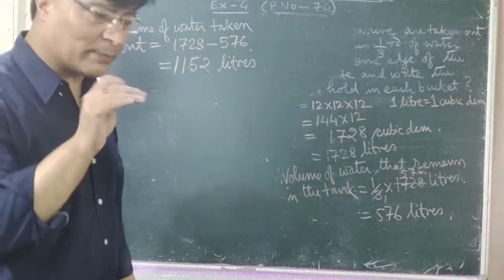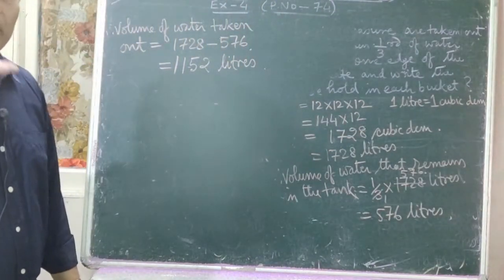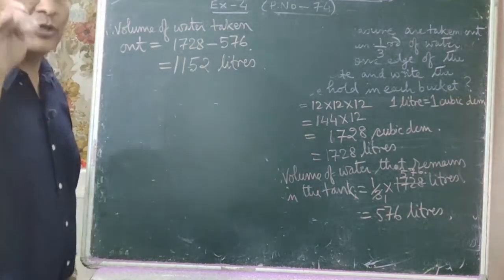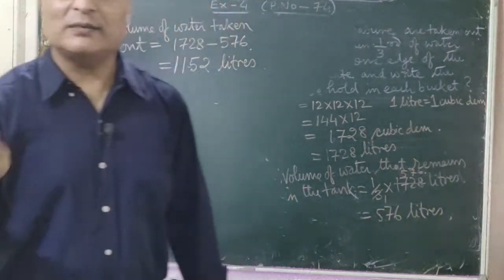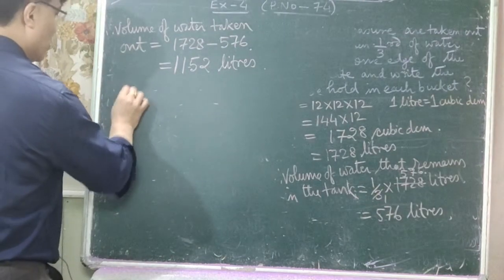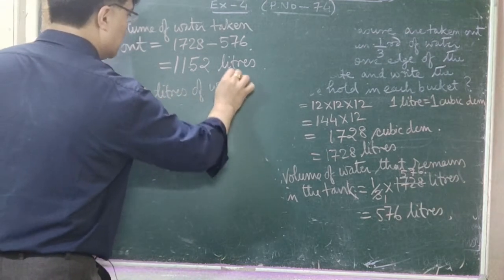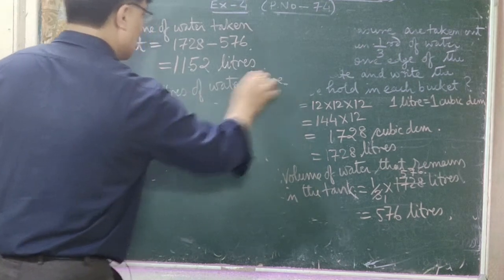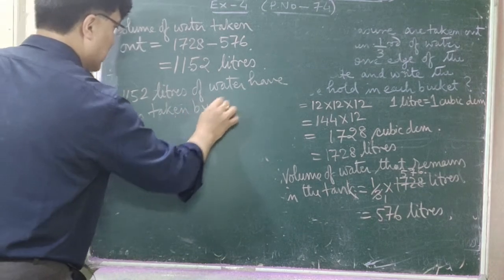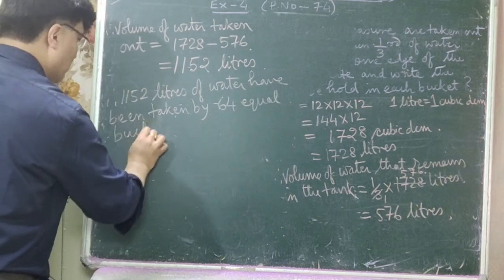त्यो buckets जुन चाहिँ बाल्टी छ, त्यो बाल्टी चाहिँ इक्वल मेजरको छ. बुझ्यो? त 64 buckets ले कति volume of water निकालिँदैछ? 1152 liters. तर त्यो bucket को प्रत्येकको volume के छ? इक्वल छ. So therefore 1152 liters of water have been taken out by 64 equal buckets.